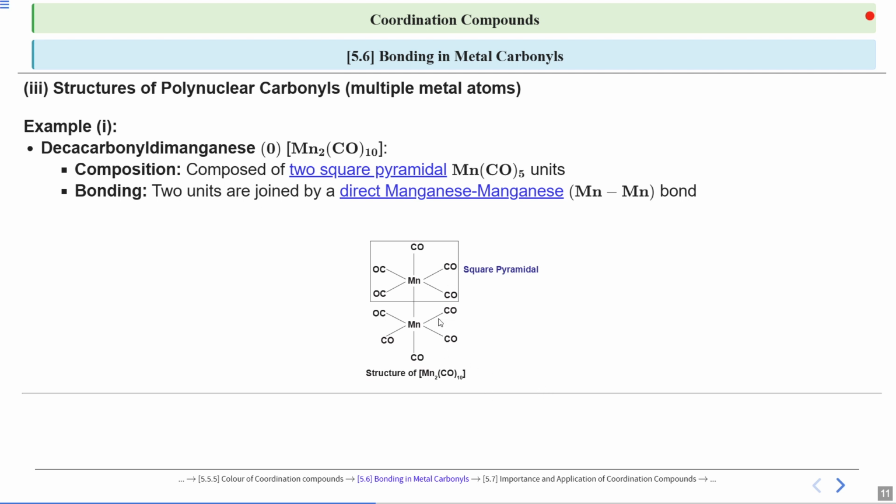Here also both manganese atoms have 0 oxidation state because none of the ligands is anionic or has any charge. Carbonyl is neutral, it does not have any charge. So manganese will also exhibit oxidation number 0. So this is the structure of this complex decacarbonyl dimanganese 0, which comes under the polynuclear carbonyls.